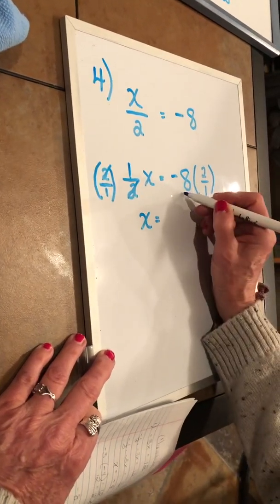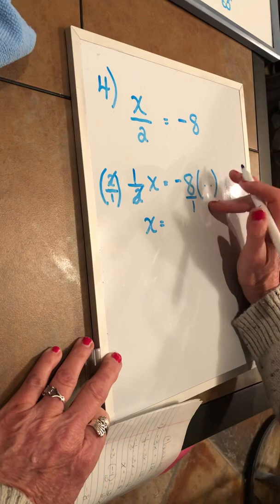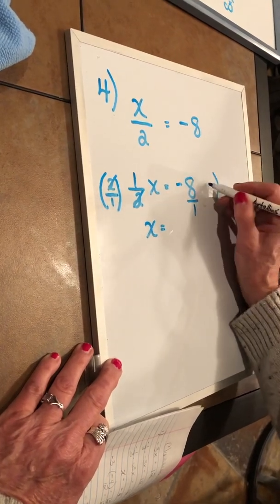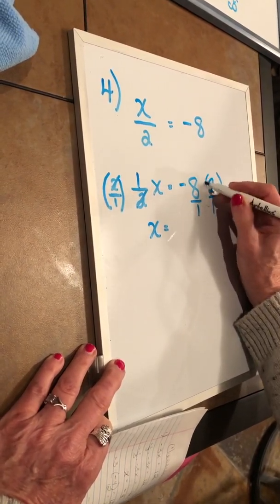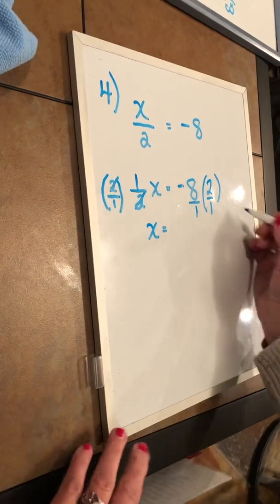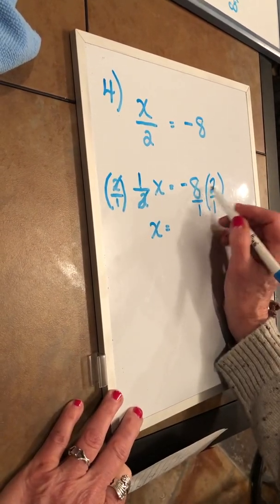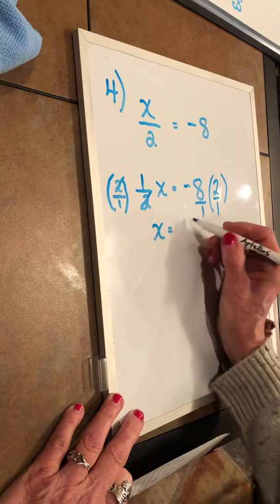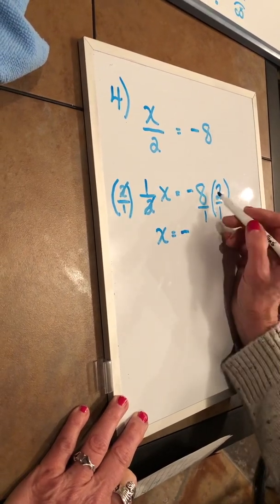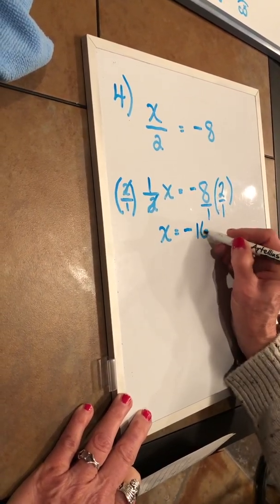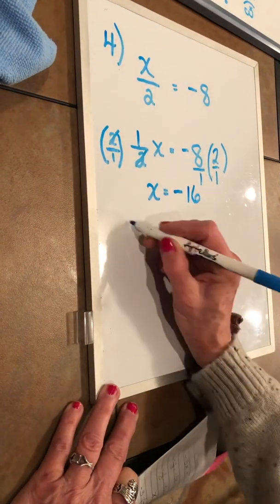I can put my 8 over 1. Maybe I should have made this a little bigger, to show you that. And what is negative 8 times a positive 2? Well, first, it's negative. I got my sign. Now 8 times 2 is 16. Okay? So now we'll do our check.